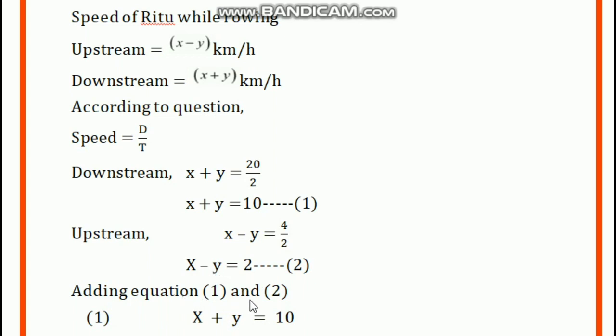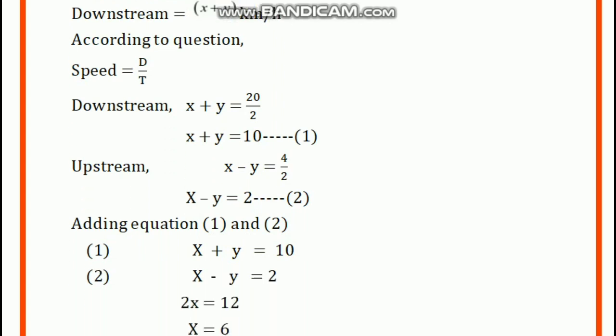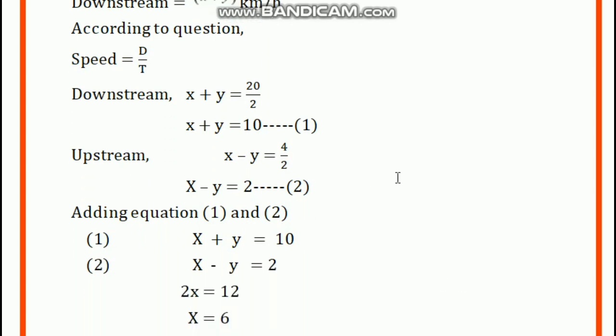So adding these two equations. Here I am going to use the elimination method. If you add these two, what is your answer? x plus y equal to 10 and x minus y equal to 2. So what will happen, y will be cancelled, then the remaining 2x is equal to 12. Then what is the value of x? x is equal to 6.